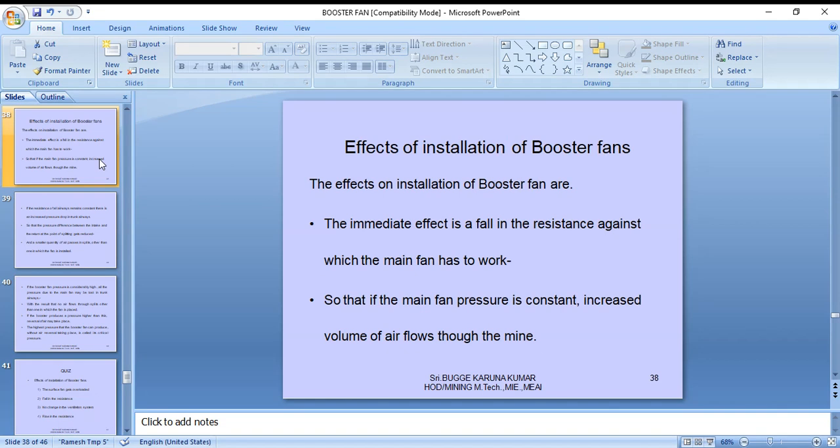What are the effects of installation of booster fans? What are you expecting? What are the impacts due to the booster fan? There are some advantages, some disadvantages also. You can see here. The effect of installation of booster fans: the immediate effect is a fall in the resistance.